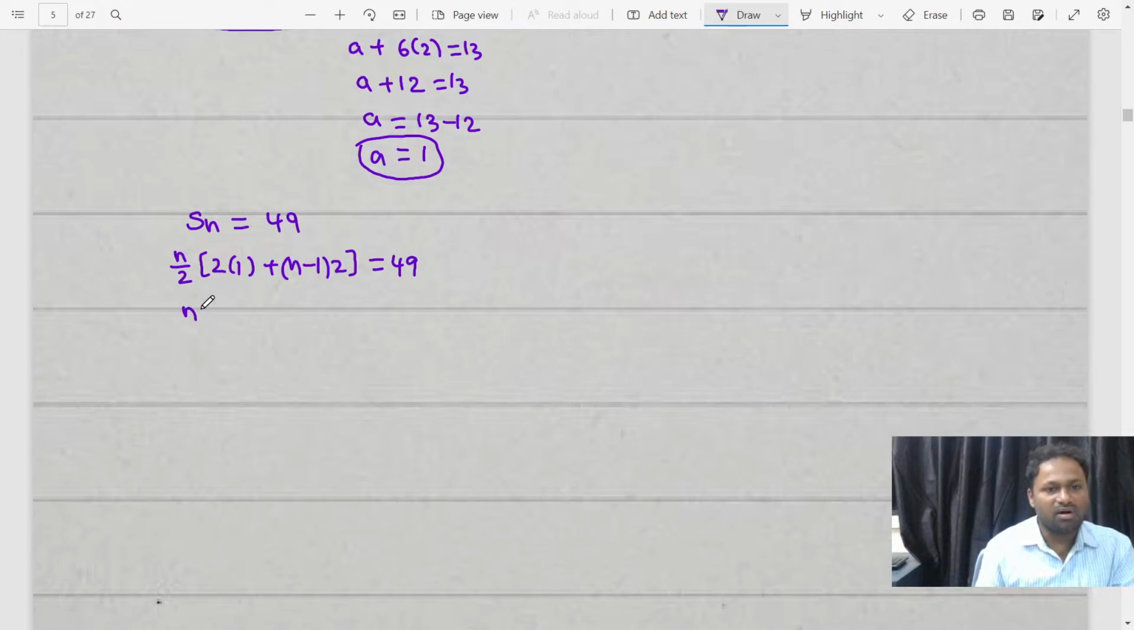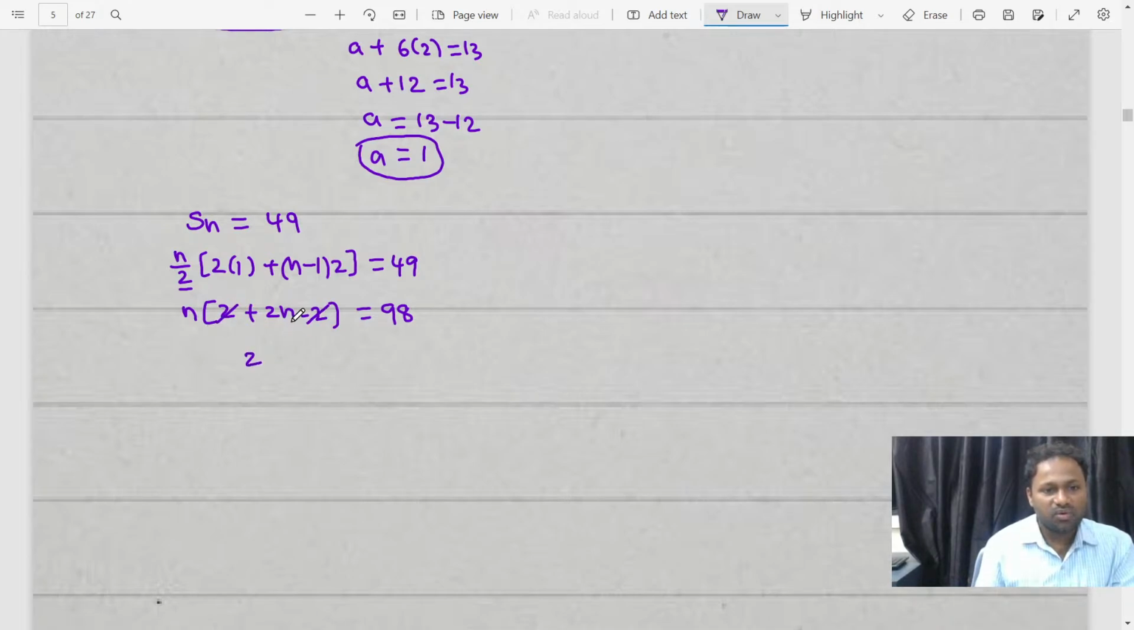N by 2, or we can write it as 2. Here it is divided, no, it will become multiply. So n into 2 plus here 2n. I'm multiplying this 2n minus 2 ones are 2 is equal to 49 into 2, 98. Okay, right. Here I got minus 2 plus 2 cancel.